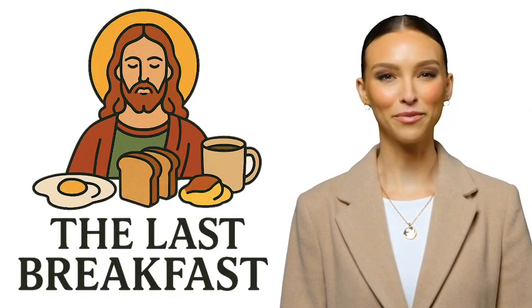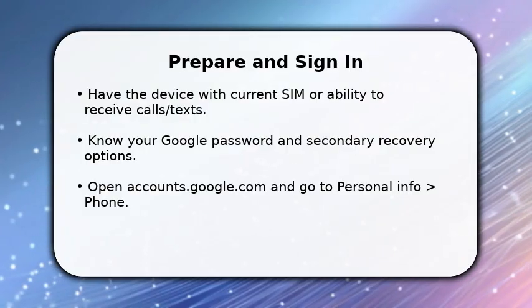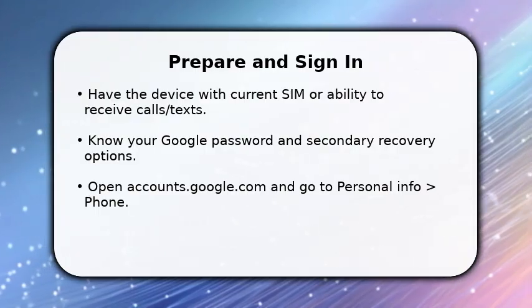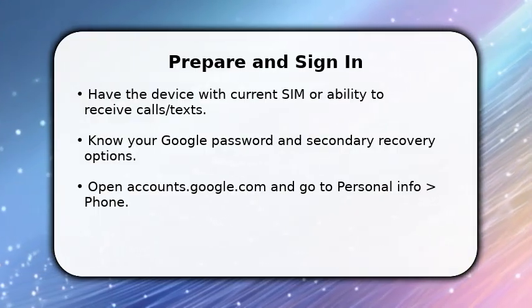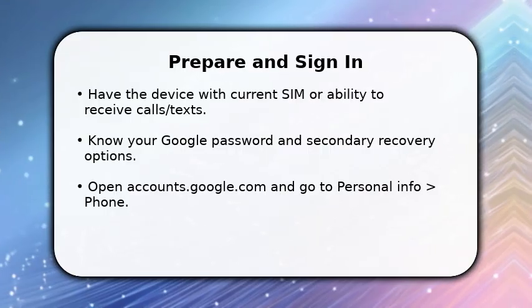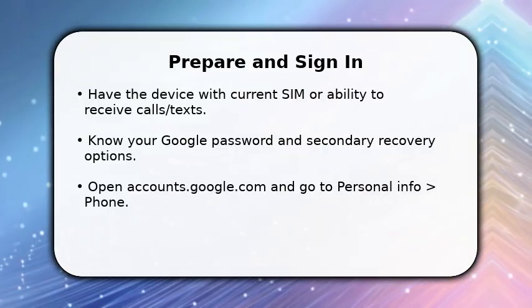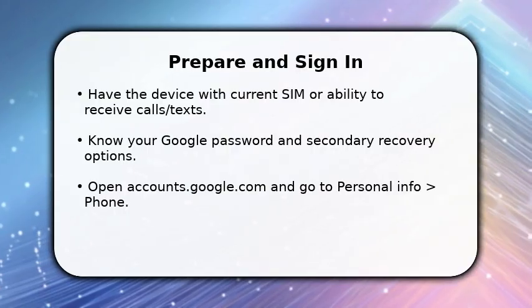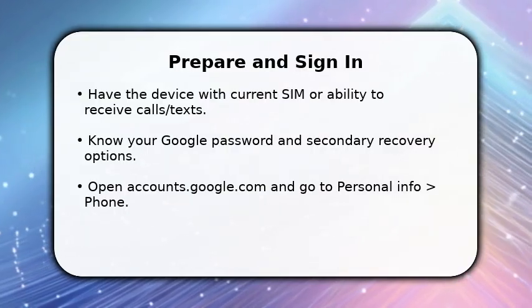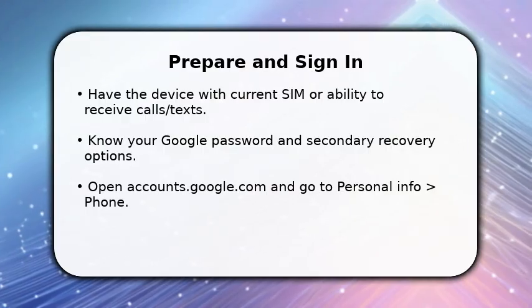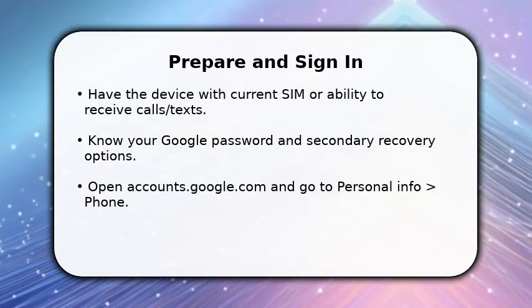You start by signing into the correct Google account on a trusted device. This prevents accidental changes to a different profile. Once signed in, make sure the SIM in your phone can receive SMS or calls for verification. If you can't get SMS, prepare an alternate device or email recovery option.